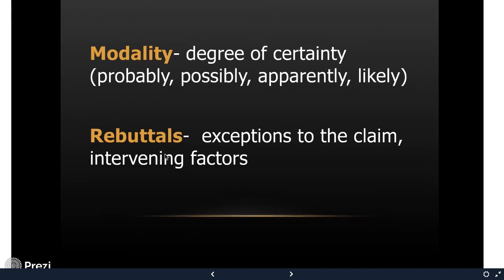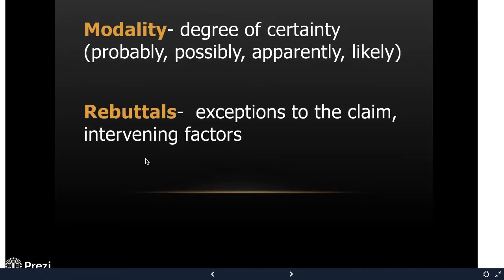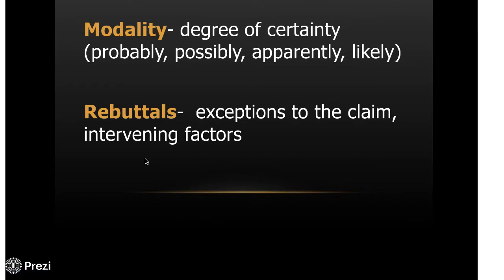Rebuttals are exceptions to the claim or intervening factors. This is something that as an arguer you do want to acknowledge. You can acknowledge that there are exceptions to some of the arguments that you would have. The Steelers are going to beat the Browns on Sunday, unless Roethlisberger gets injured in the first quarter or first half. My argument is, and I would probably want to word it, that the Steelers will most likely beat the Browns on Sunday. However, should there be a major injury, that might not happen.